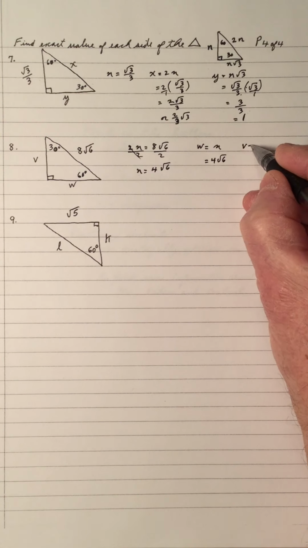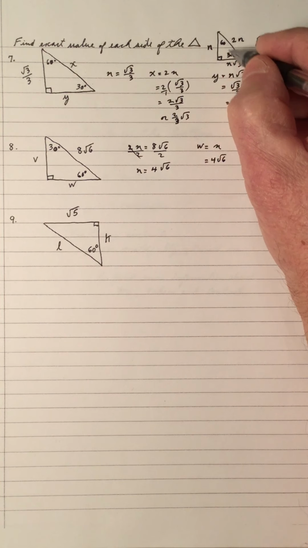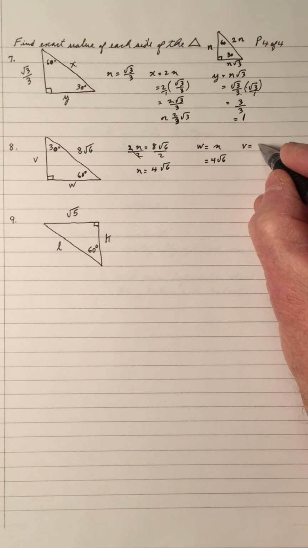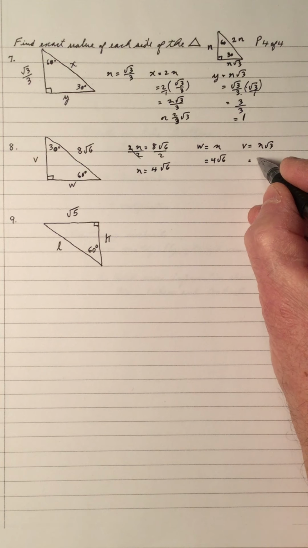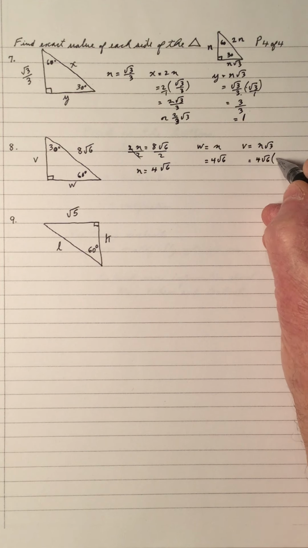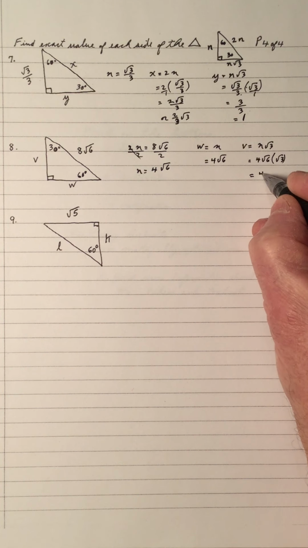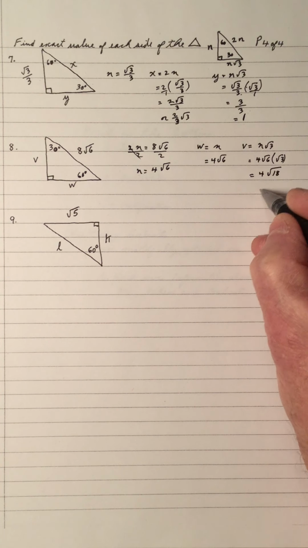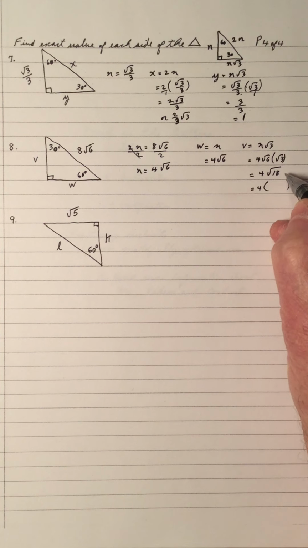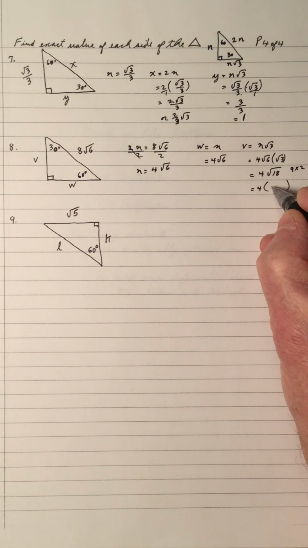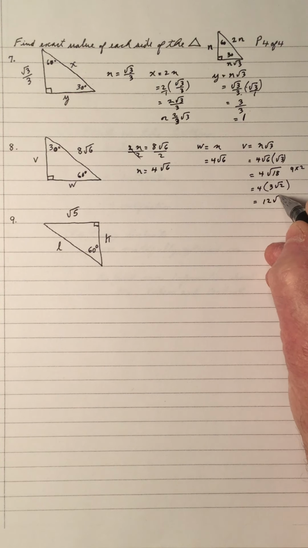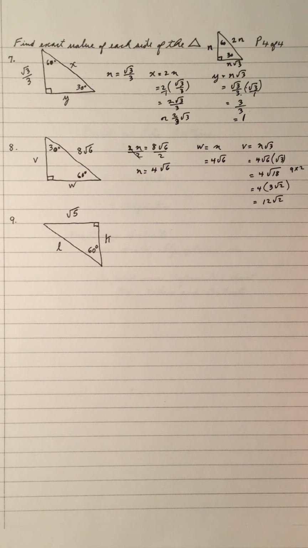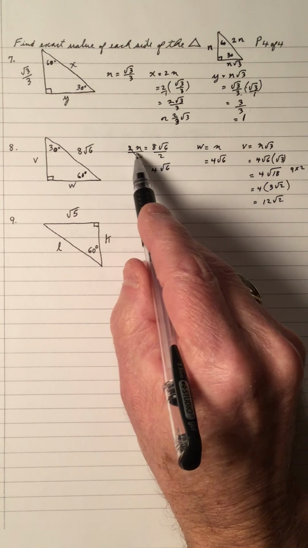And V is opposite to 60. Opposite to 60 is n root 3. So that means that I have 4 root 6 times root 3. So that's 4 root 6 times root 3 is root 18. And root of 18 is 9 times 2. So the square root of 9 is 3 root 2. And 3 times 4 is 12 root 2. That's why it's imperative to do the square root radicals first. So just to check, everything works out perfect.